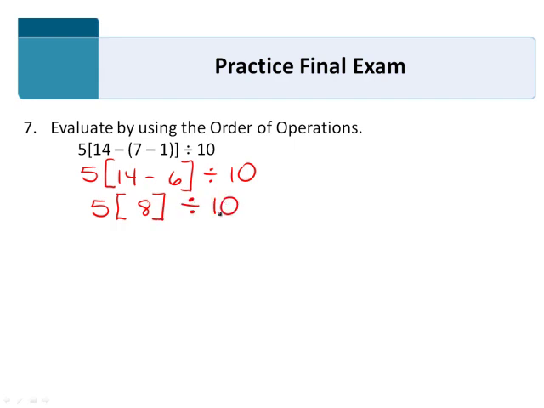So we have multiplication and division. Remember, you do those left to right. So the multiplication comes first. So 5 times 8 is 40. And 40 divided by 10 gives me 4. Much better than number 6. I like that one better.